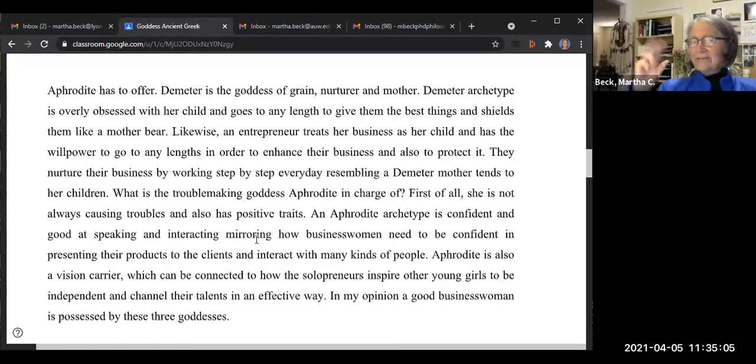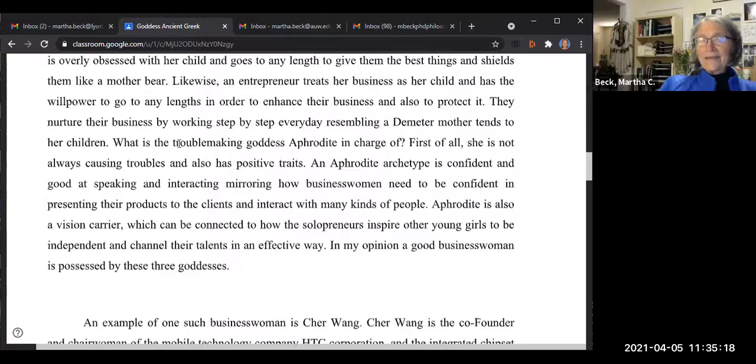If you're gonna talk about Demeter, let's think of all the dimensions of it. This is a good one, right? She treats her business like her baby. And then the thing about Aphrodite, and that would be a whole other paragraph. And it's good. What's the troublemaking goddess Aphrodite got to do with it, right?